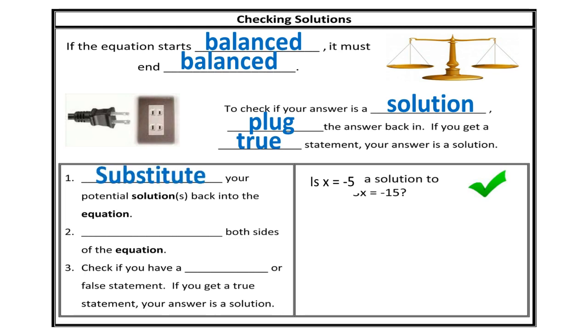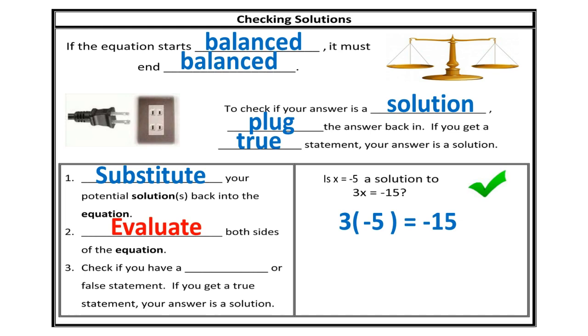So we start by substituting your potential solution or solutions back into the equation. We're going to check if x equals negative 5 is a solution to 3x equals negative 15. We would either be given this problem or this solution to check, or we could do this at the end of solving 3x equals negative 15. So I'm going to substitute it in, 3 times x. I'm going to leave a set of parentheses so I know where to plug my value in. And I'm going to substitute negative 5 in.